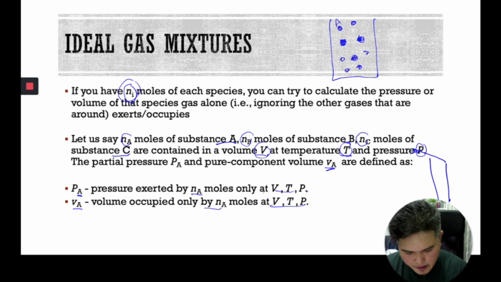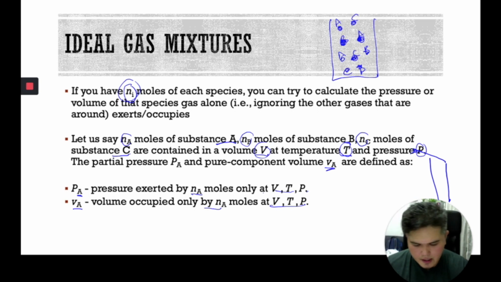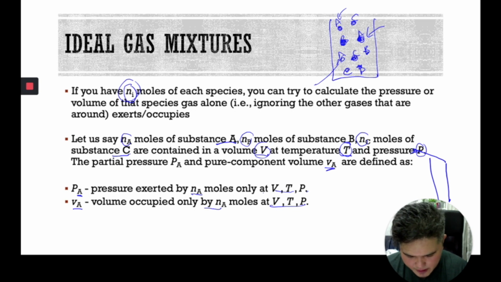And you have A here, another A, and then this is B, this is gas B, this is molecule gas B, and the remaining is C, for example. Okay, so what does it mean by partial pressure of A? It means that it is the pressure that is exerted only by this A component, by this mole of A. And what does it mean by volume VA? The pure component volume means the volume which is only occupied by this species, gas A.